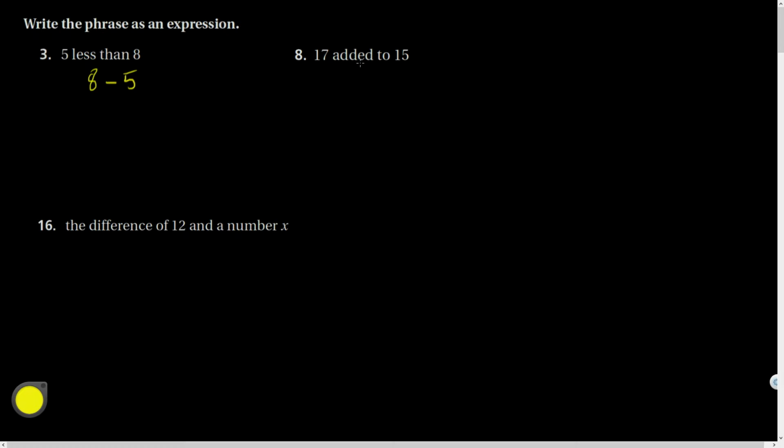Let's see, 17 added to 15. Same idea. 17 is being added to something, so it would go second, and then 15 first. Now, the order here, if you wrote 17 plus 15, is not a direct translation, but is logically consistent with what is being said. It'll at least still be the same value.